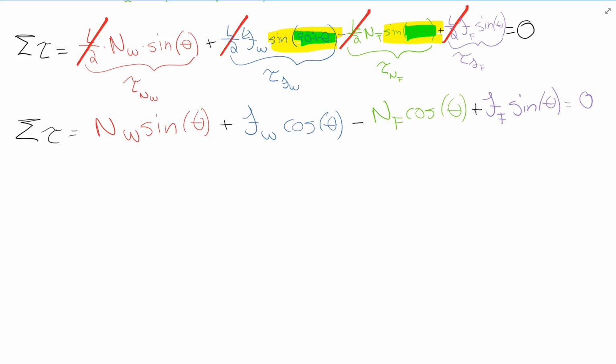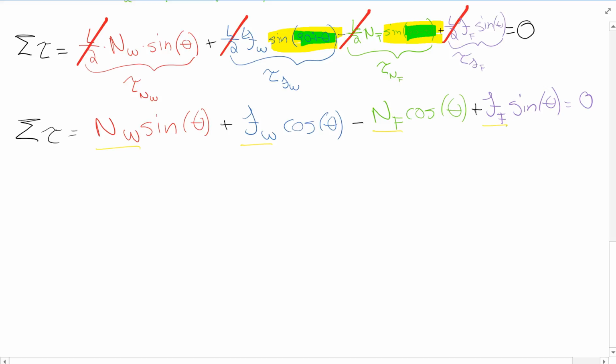All right, so I've rewritten the equation. I've kept the color coordination, and everywhere that I had a sine of 90 plus or minus theta, I have replaced it with cosine theta. And what we're noticing is that I have some unknowns. I don't know what these forces are right here.